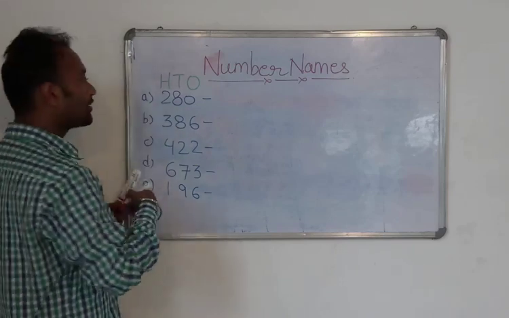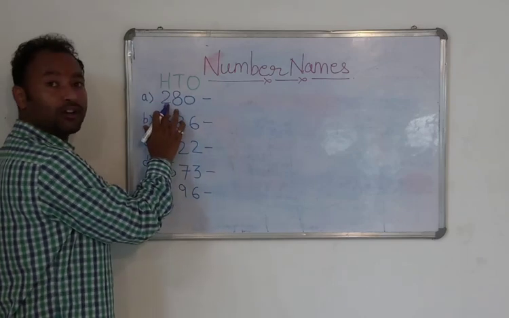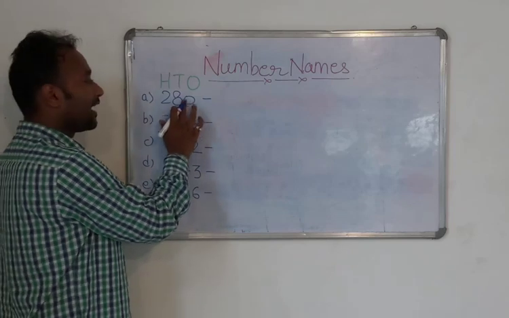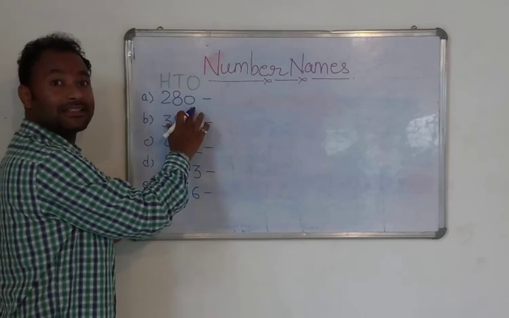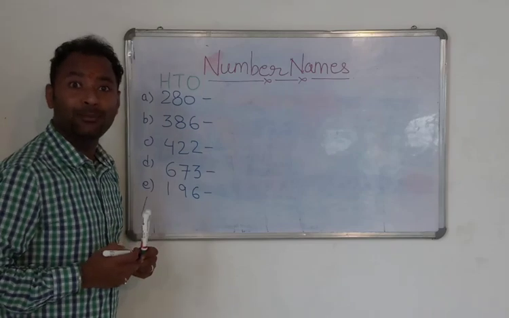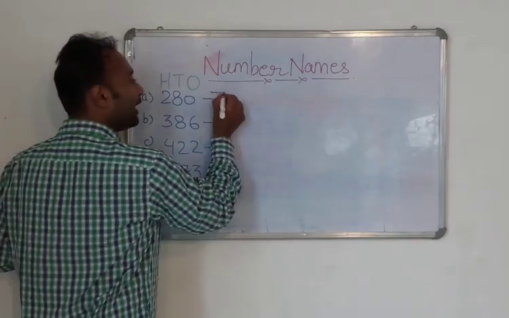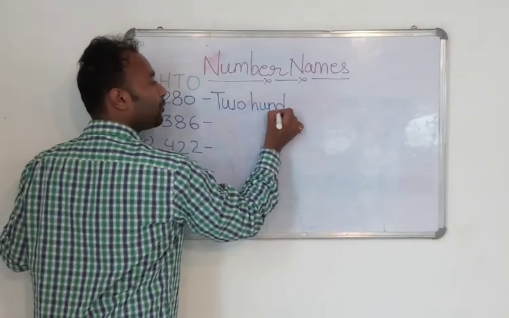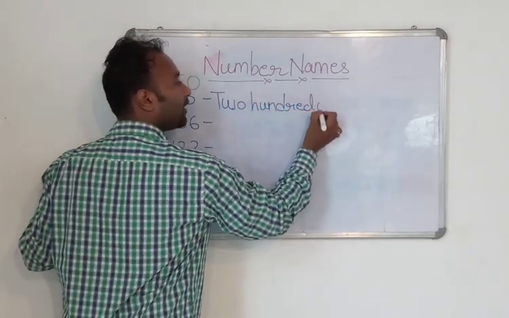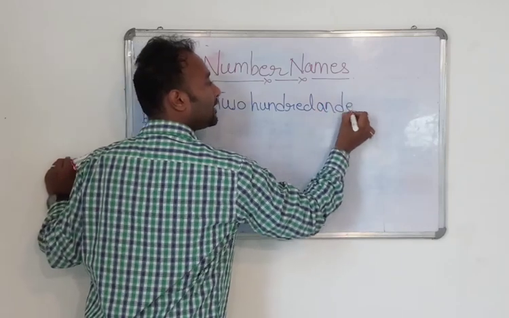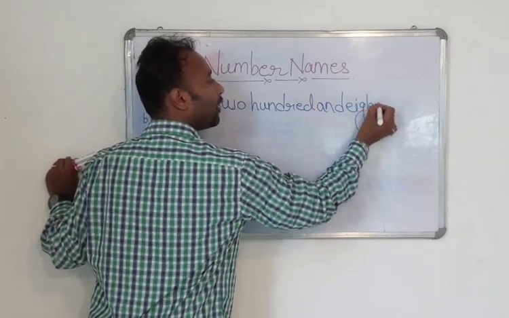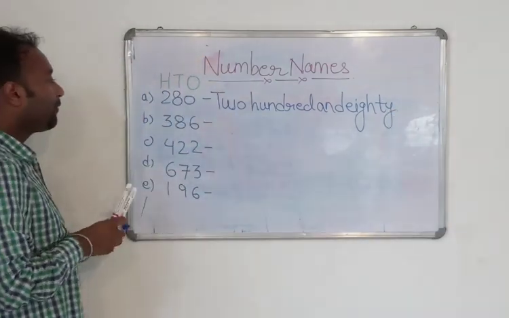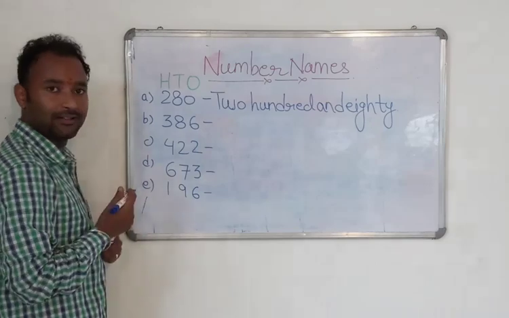Understood, students? So start writing. Here in 100 position, what is written there? 2. In tens, what is written there? 8. And in ones, what is written there? 0. So how will you name this number? You will simply write 200 because 2 is in 100 position, and you will write 280. Understood, students? Now, if we come to the next question, okay?